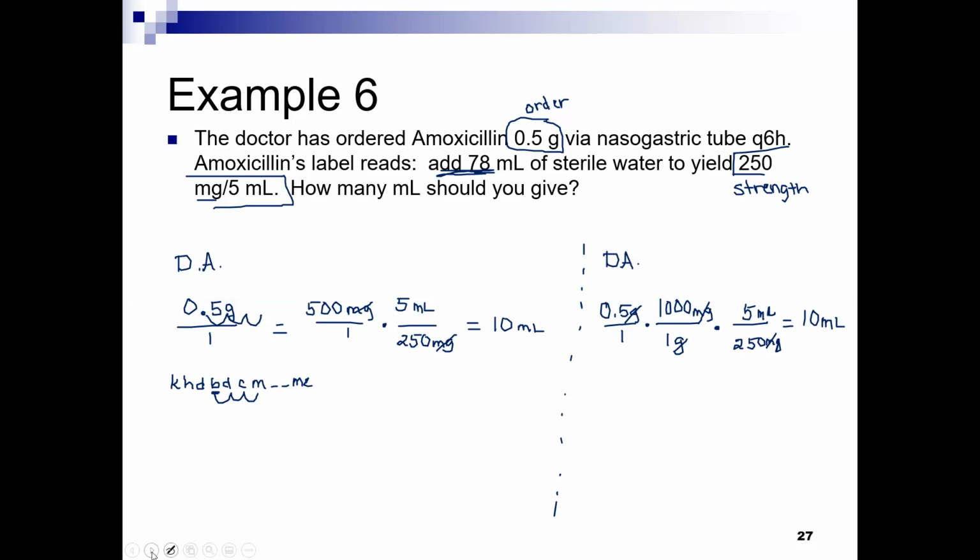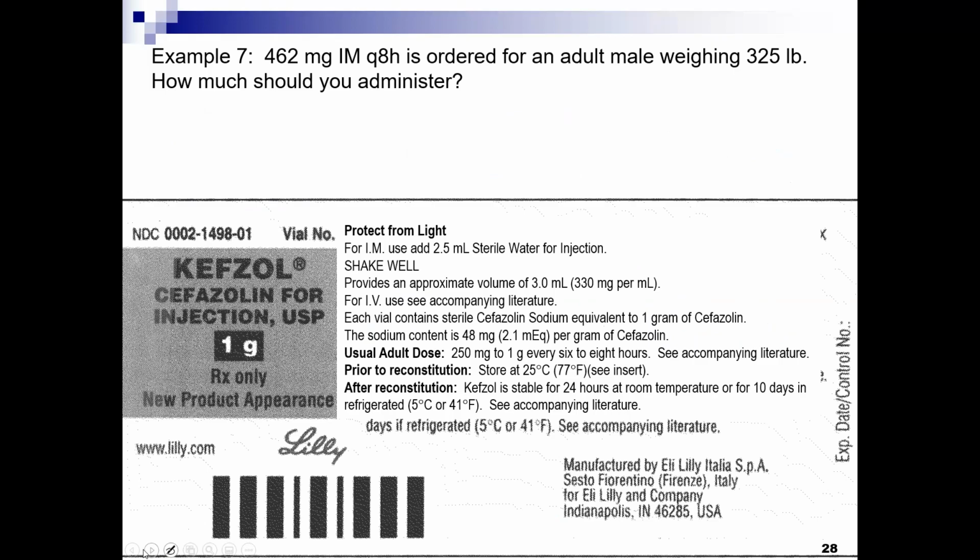So let's take a look at another example. In this one, we actually have the label, so we don't have as much information in the word problem. It says that 462 milligrams as an IM every 8 hours is ordered for an adult male weighing 325 pounds. So in all of that information, I need the ordered amount, the 462 milligrams. I start my dimensional analysis setup by putting the 462 milligrams over 1.